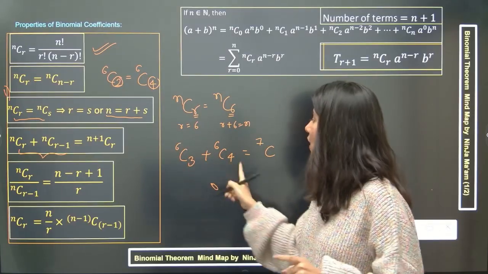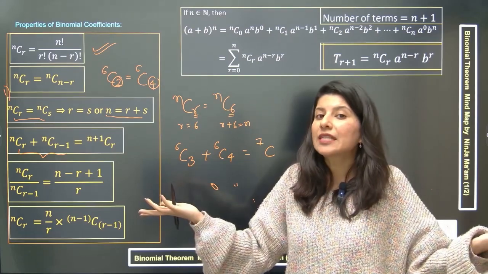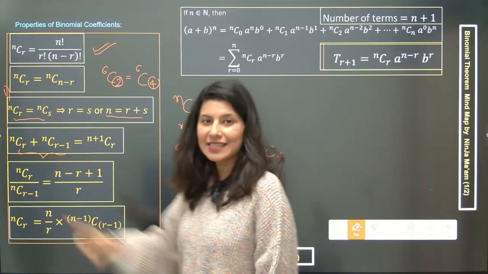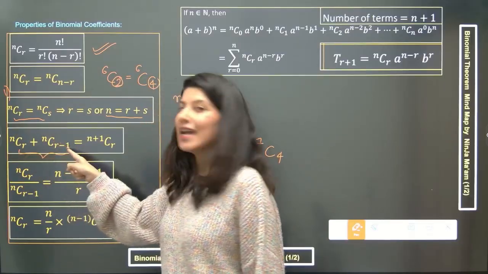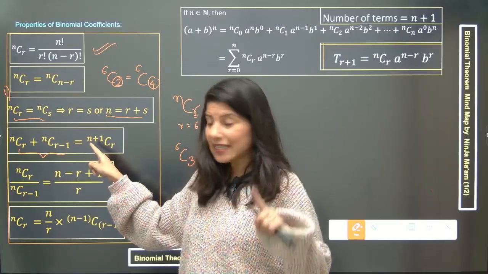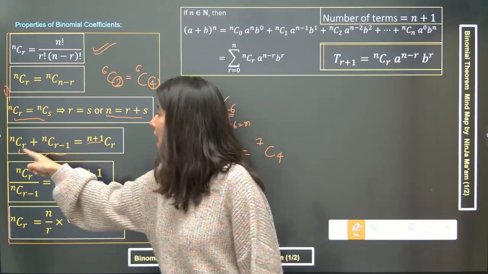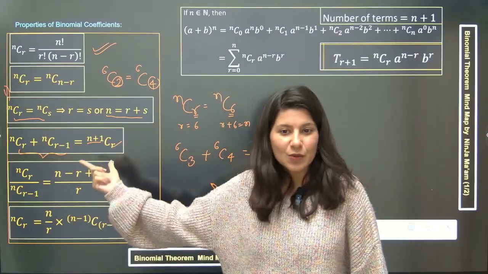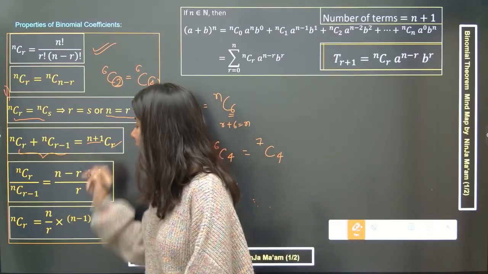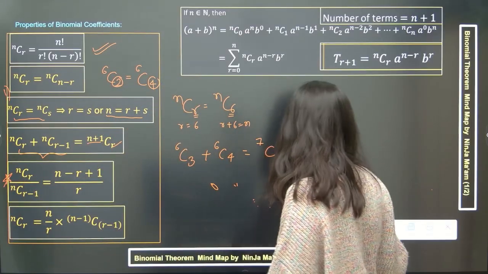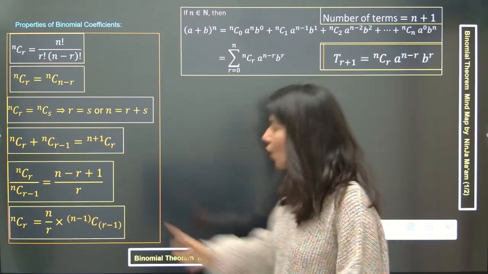Now out of 3 and 4, tell me which one is bigger. 4 is bigger, so 7C4. Now understand this property: nCr, nC(r minus 1), n same, so just increase 1, n plus 1. And of r and r minus 1, which one is bigger? r is bigger. So this is also one of the properties. And now this property, a very important property. So many questions are from this property.